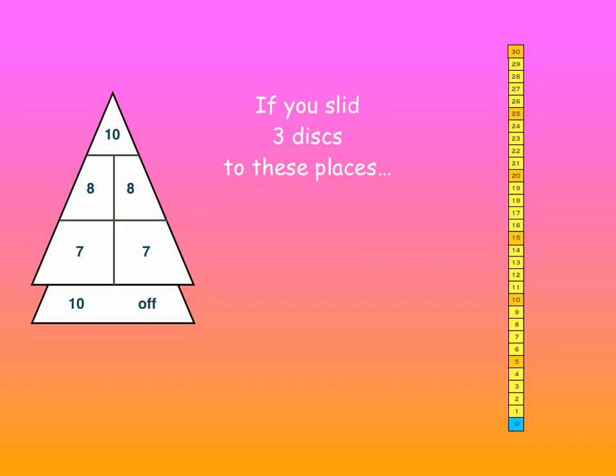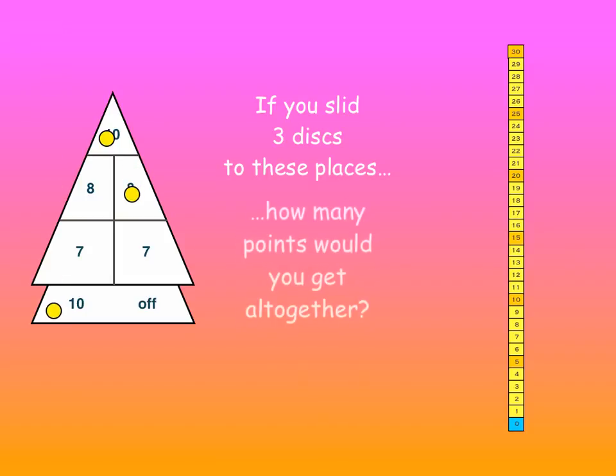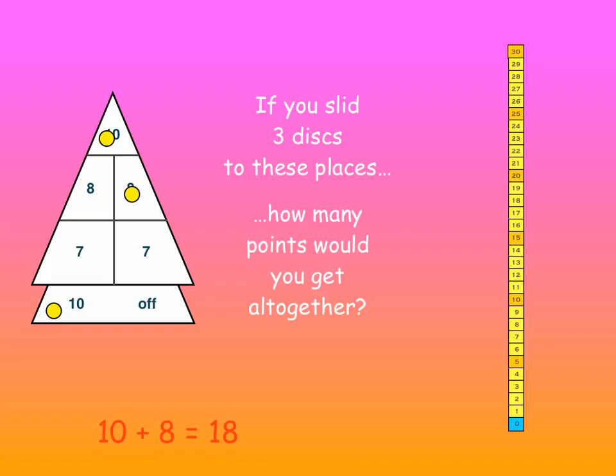Well, what if you slid 3 discs to these places? How many points then? Well, you've got a 10 and an 8, that makes 18. And then 18 minus 10, because you're in the 10 off place with that 1 disc. 18 minus 10 is 8. So you get 8 points.